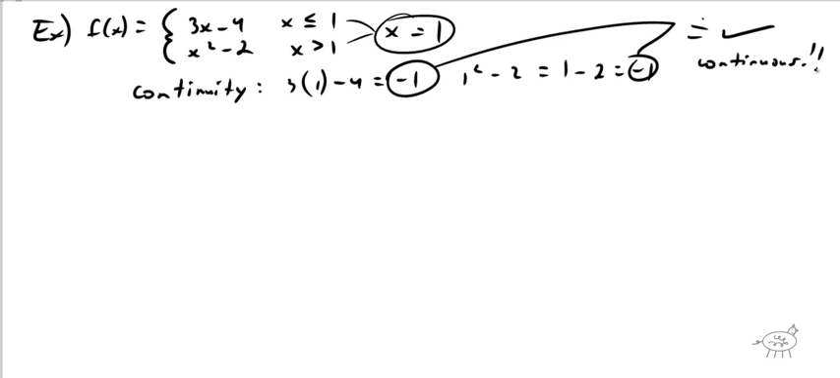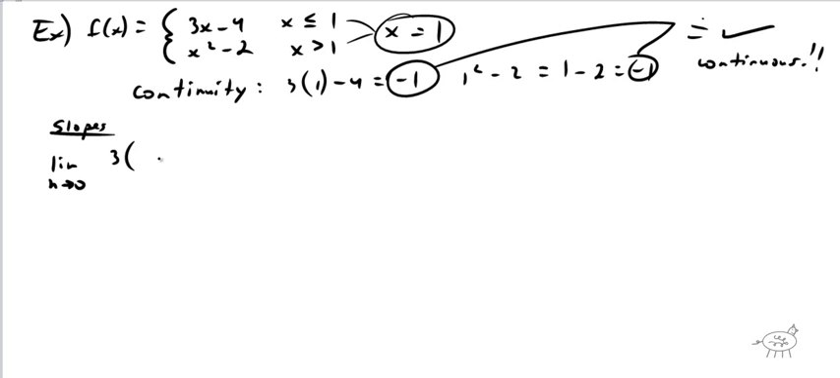Okay, so we're good to go. Now we need to check slopes. And so I'm going to plug in limit as h approaches 0, and basically finding the slopes of the 3x minus 4 and the x squared minus 2. So limit as h approaches 0, and I'm just going to plug things in already, right?